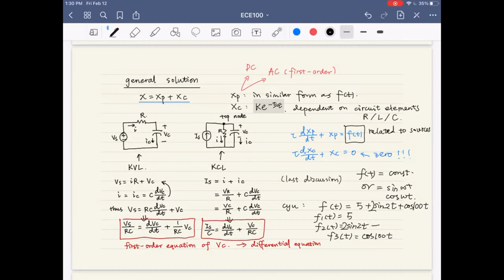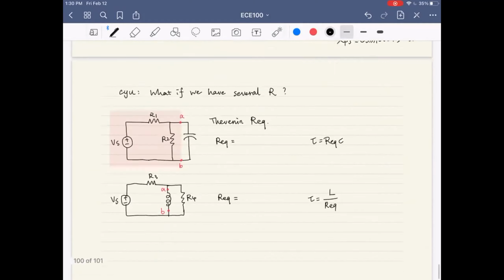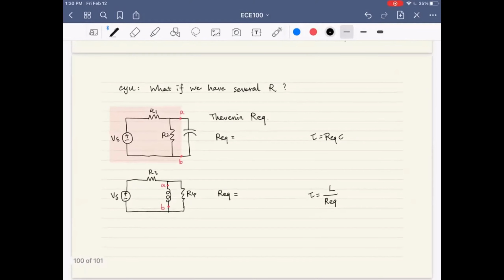Yes. And for the f2t, we should guess xp2 with the same omega. So it should be a sine 2t plus b cosine 2t. And for the f3t, we should have xp3 equal to a different a. Let me name it c. c sine 100t and d cosine 100t. Does it make sense? Yeah. Great.